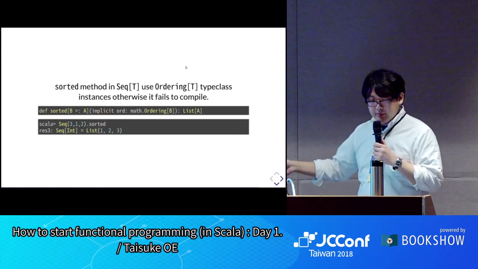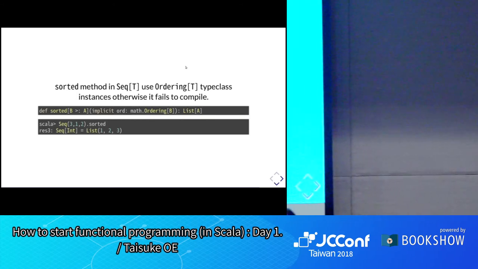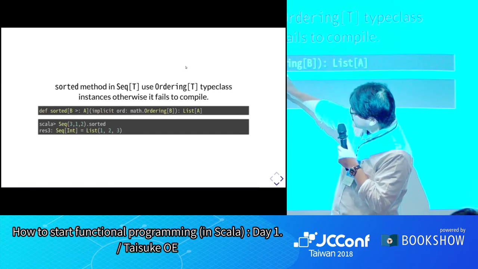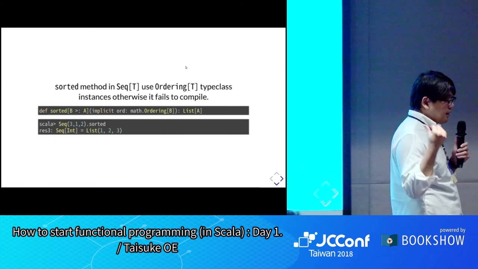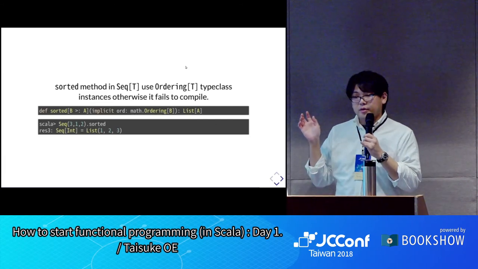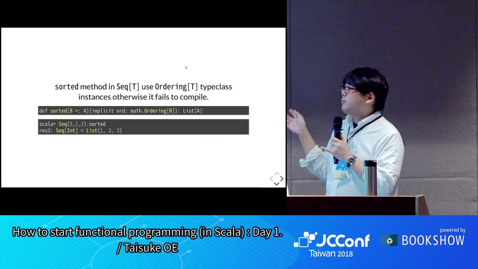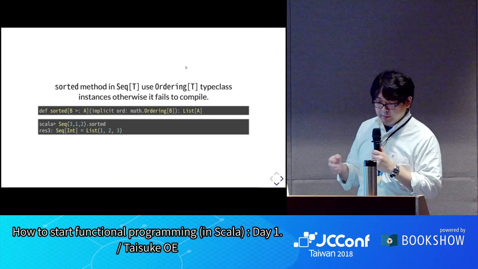So you can just call the sorted method against a certain sequence. And if the element of the sequence has an Ordering type class instance, then that sequence can be successfully sorted in natural ordering as defined in the Ordering instance. So if you want to change the natural ordering of that type, you can provide another implementation of the Ordering. It will be pluggable.